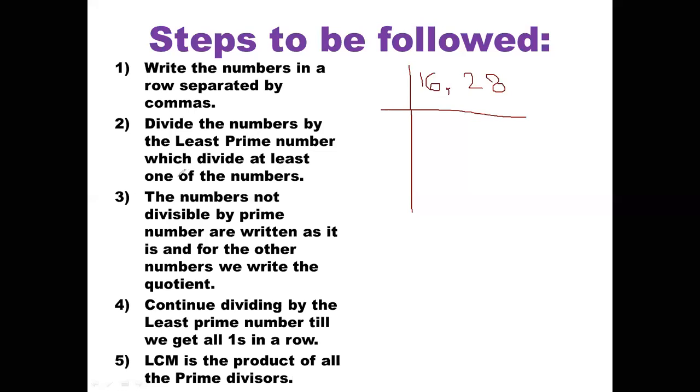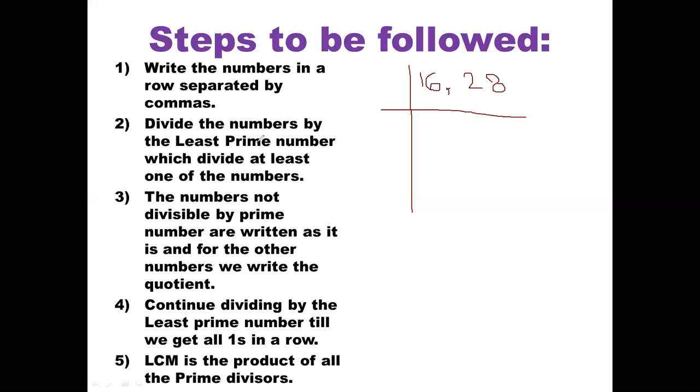In your initial topics, you have already learned prime and composite numbers. Prime numbers are those numbers which have only two factors, and composite numbers are those numbers which have more than two factors. Here, we just have to focus on the prime numbers like 2, 3, 5, 7, 11, and so on. Here, they are talking about the least prime number. Least prime number means the smallest prime number.